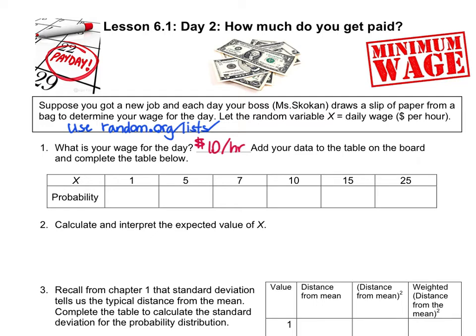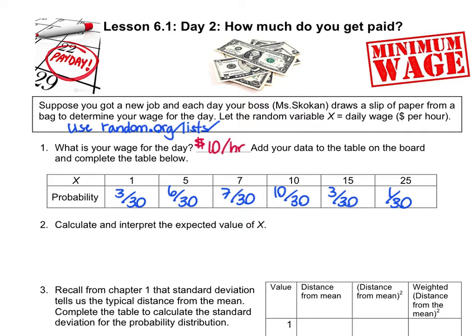And we're going to say that out of our 30 students in the class, 3 out of the 30 got $1 per hour for the day, and $5 per hour was pulled from the bag by 6 out of the 30 students. For $7, it was 7. For $10, it was 10. For $15, it was 3. And for $25 per hour, it was only 1 student out of the 30.